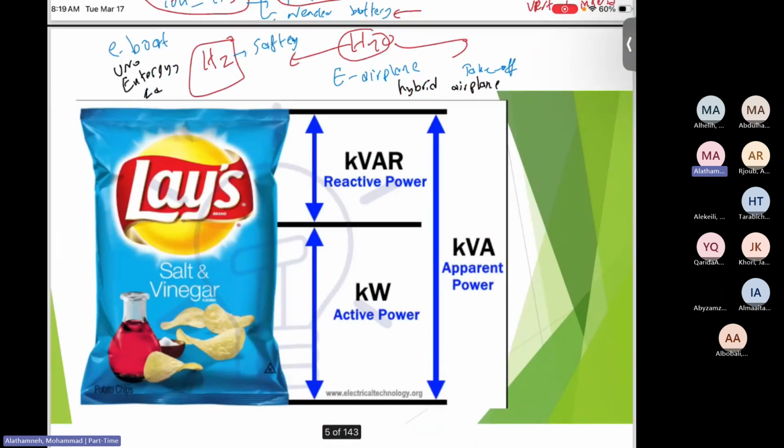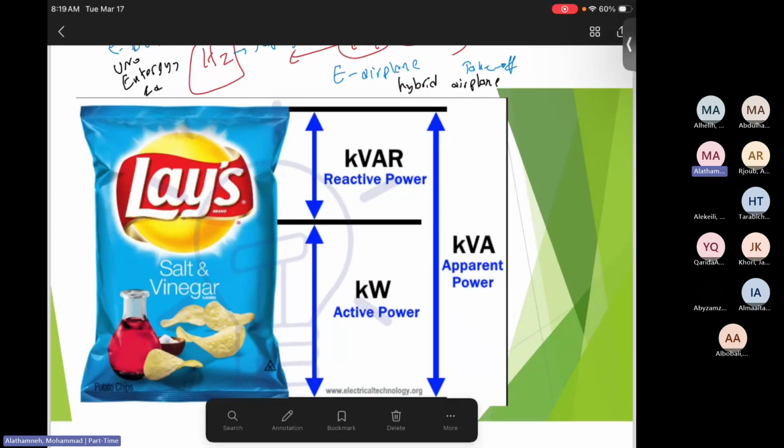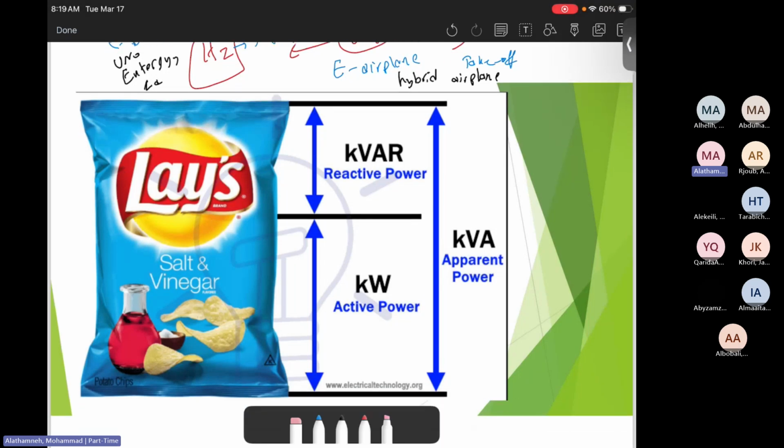Okay, let's look at it. Here is a quick recall about the concepts of reactive power, real power, and apparent power. Look at the real power as the chips, and the apparent power, S, as the whole bag of chips. Assume you purchase these chips, open the bag, leave it for a couple of days, and go back to start eating it.